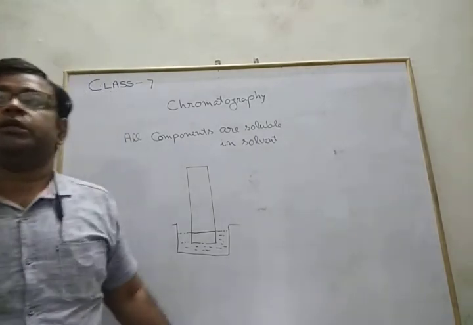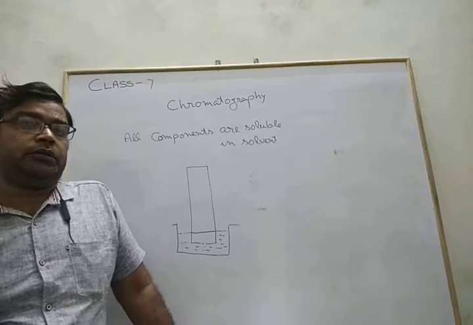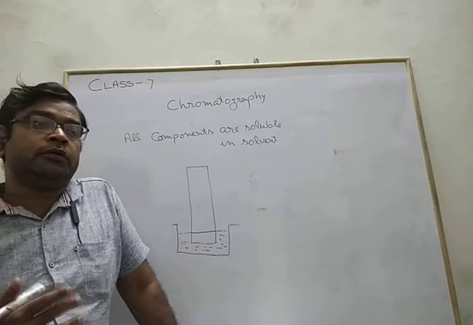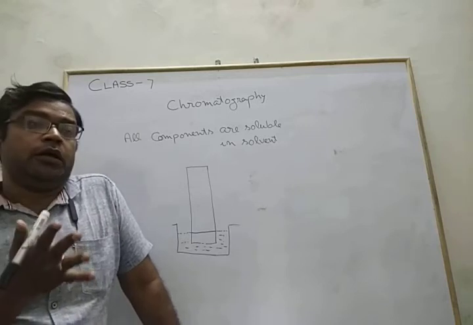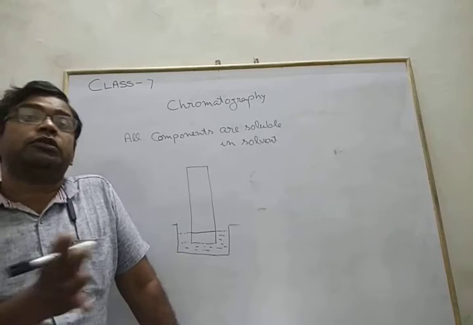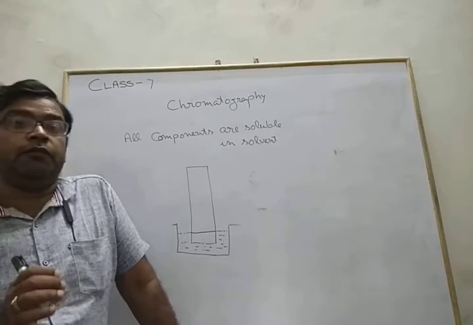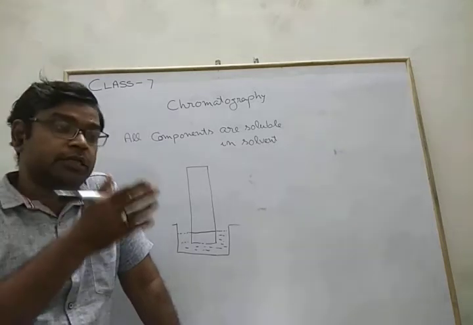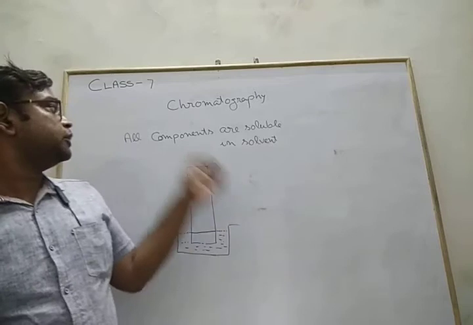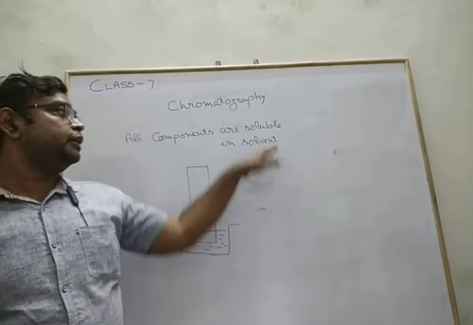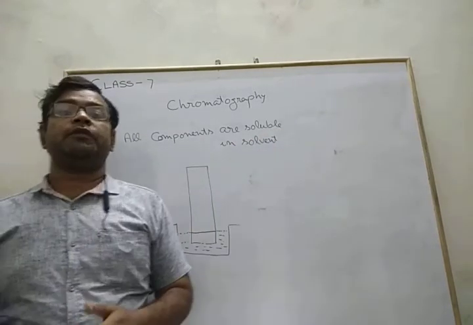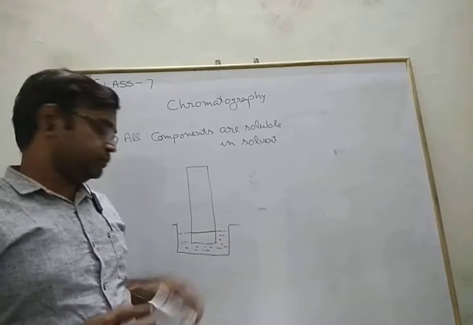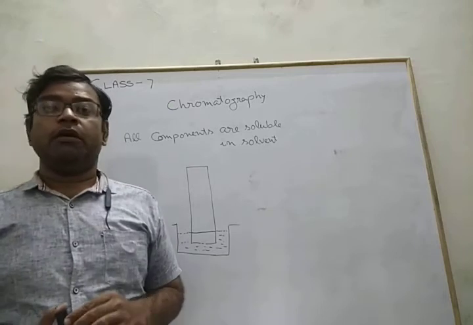This method is used to separate the components of a mixture where the solvent, which is liquid, dissolves all the solutes. In this case, solutes are more than one, so all the components are soluble in the solvent. Take the example of your pigment, the color made for your writing. How do we separate this?